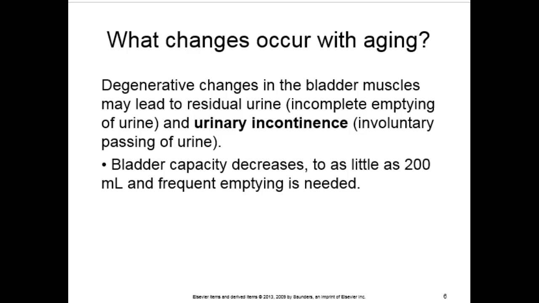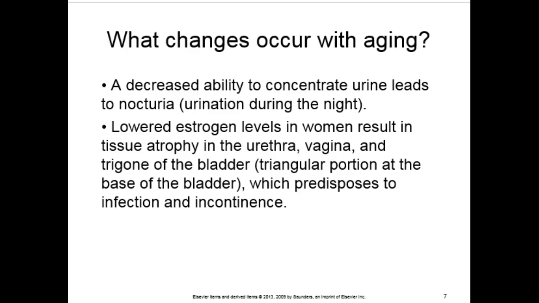Degenerative changes in the bladder muscles may lead to residual urine, otherwise known as incomplete emptying of urine, and urinary incontinence or involuntary passing of urine can also occur. Bladder capacity decreases to as little as 200 milliliters and frequent emptying is necessary. The kidney also has a decreased ability to concentrate urine, which leads to nocturia or needing to urinate during the night.